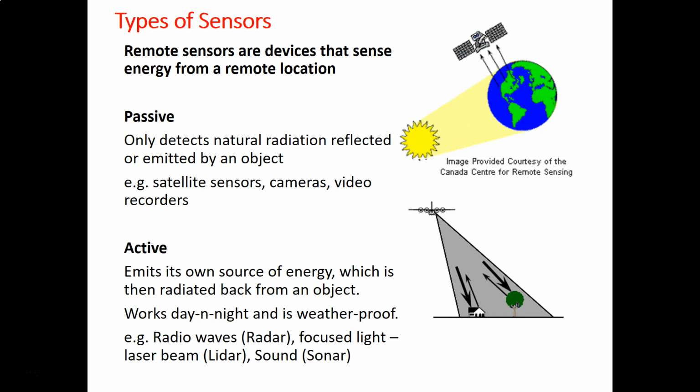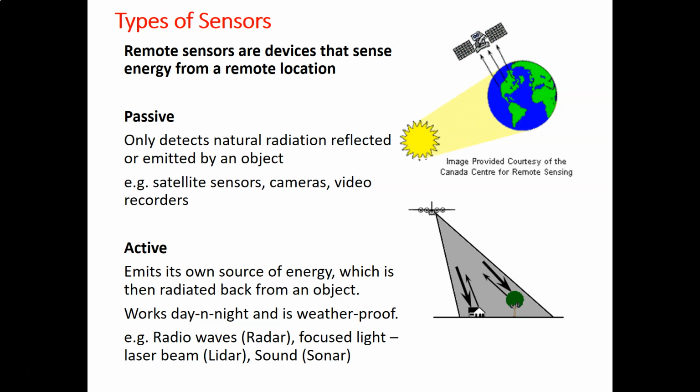Then we have sensors that are active. Those sensors emit their own source of energy, which then gets to the object, bounces back, and it's registered back by the sensor. And why do we use active? Active sensors are much more expensive, which you probably could guess, because producing or emitting their own source of energy adds cost to the whole data collection. But they have certain advantages. They can be designed to minimize any type of weather or atmosphere irregularities that actually affect the quality of the photograph.